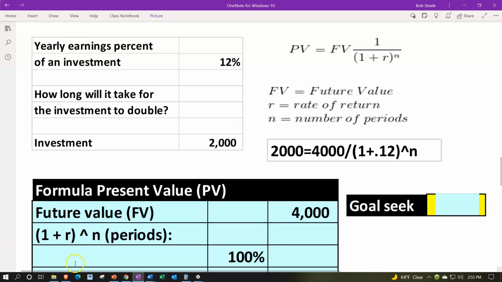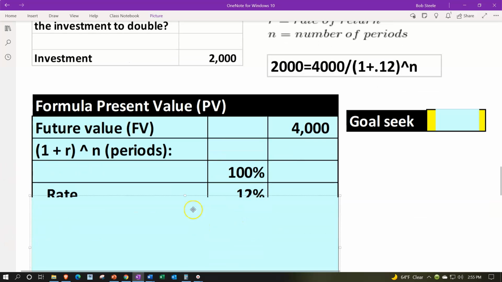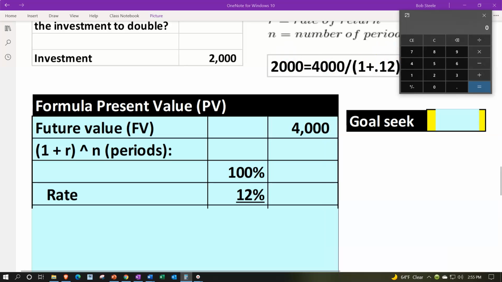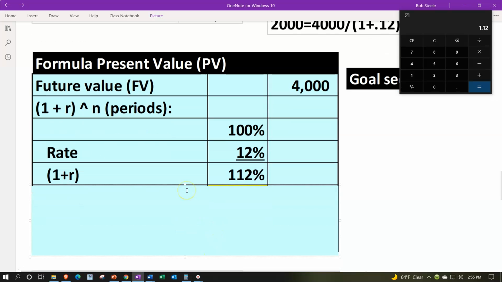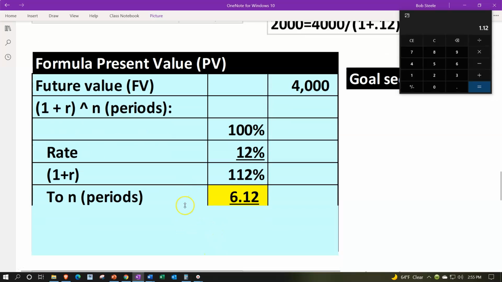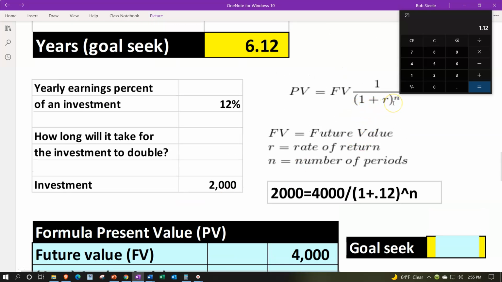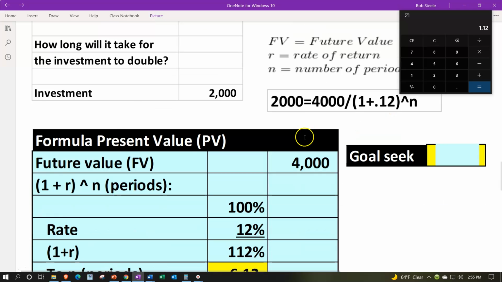R could be represented as the 12%, or it can be represented in decimal format as 0.12. And then, of course, if we were to add those up, we'd get, on the trusty calculator, 1 plus 0.12 is going to give us 1.12 or 112%. Then we're going to take that 112%, which is the subcalculation of 1 plus r to the power of n. N is going to be our unknown.